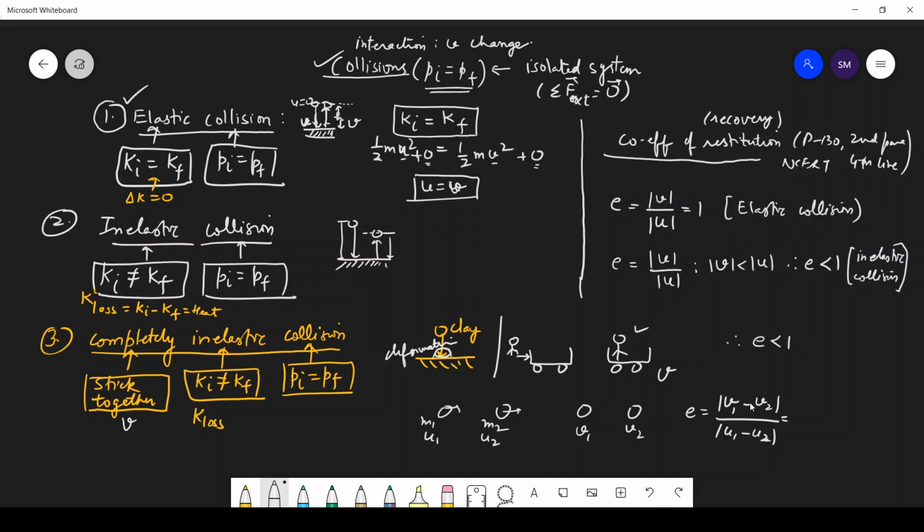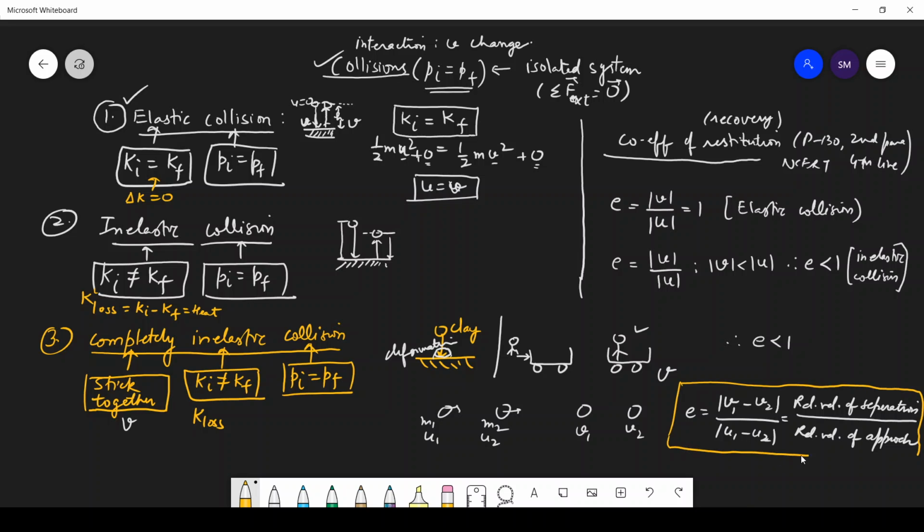Now we also call this v1 minus v2 the relative velocity. After the collision, after the separation, this is the relative velocity of separation, obviously after collision, and this is the relative velocity of approach, when they were approaching each other before the collision. So that is my coefficient of restitution. So now this concept is complete.